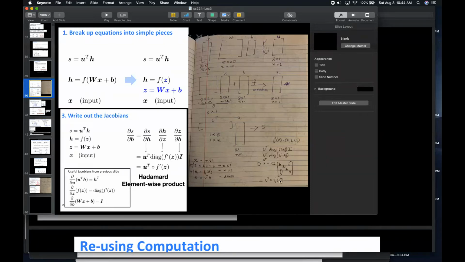This is a small example that I drew out to explain it to myself, and that's how you end up with u transpose times f dash of z, Hadamard element-wise product with f dash of z. So does that make sense? Are there any questions on that?